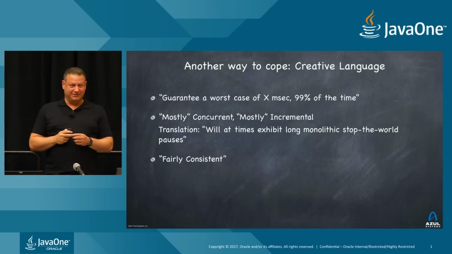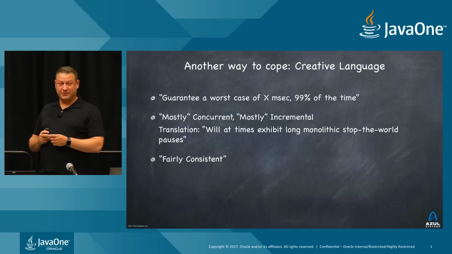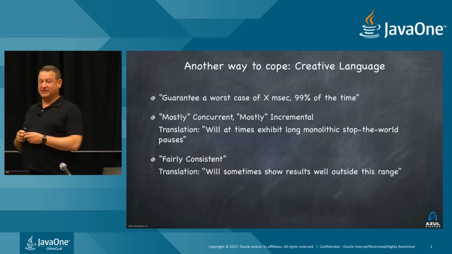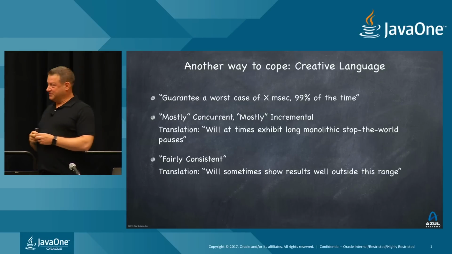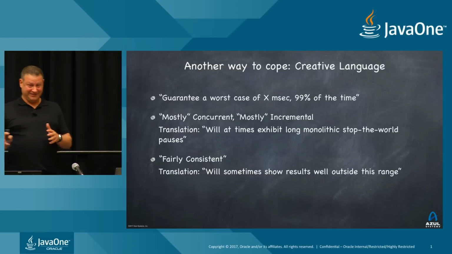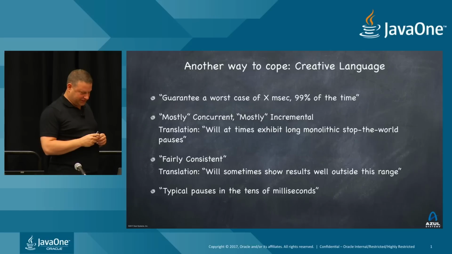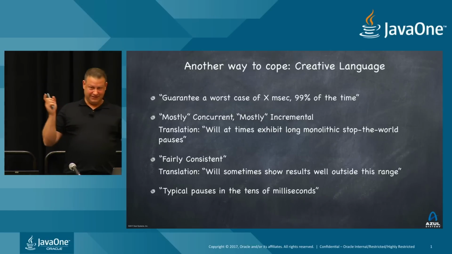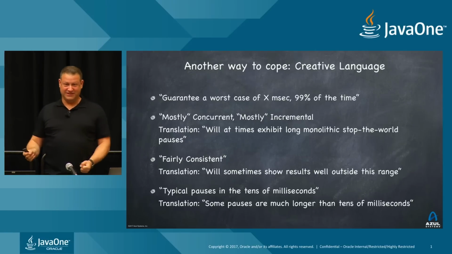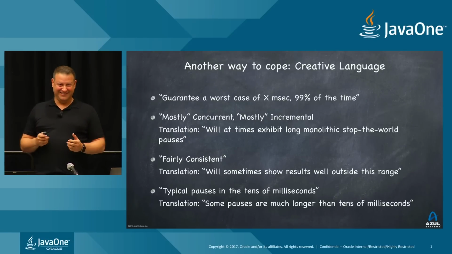Fairly consistent. I've heard this a lot. It's a goal. That's actually a JET goal for a future version of G1: to be fairly consistently below 500 milliseconds. That literally means that sometimes we will be worse than this, right? We'll be way outside the range. And typical pauses will be in the tens of milliseconds. Literally means we will have pauses much bigger than tens of milliseconds. We told you so, right?